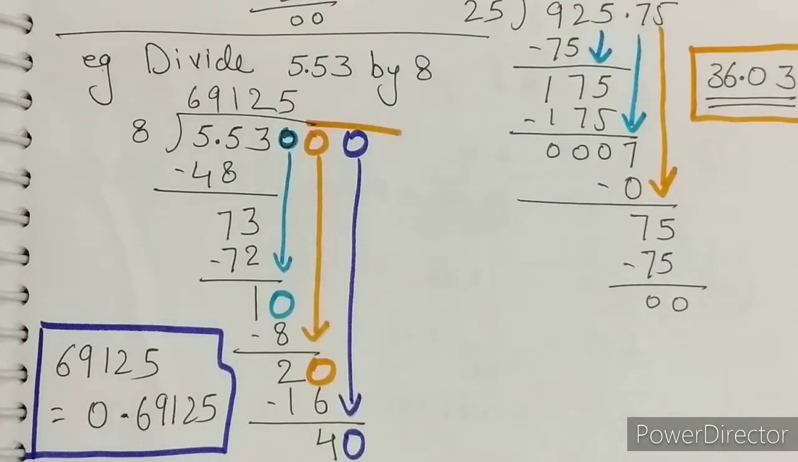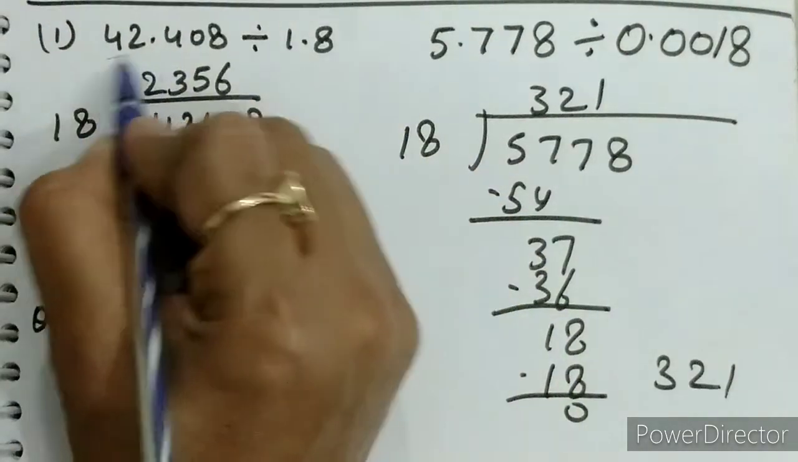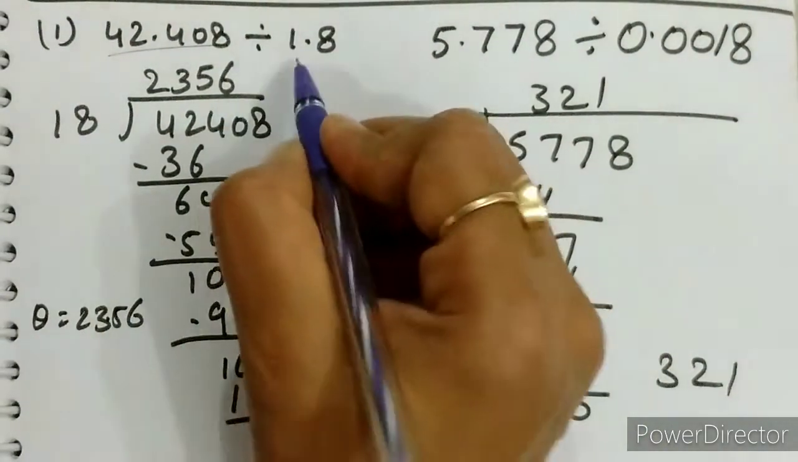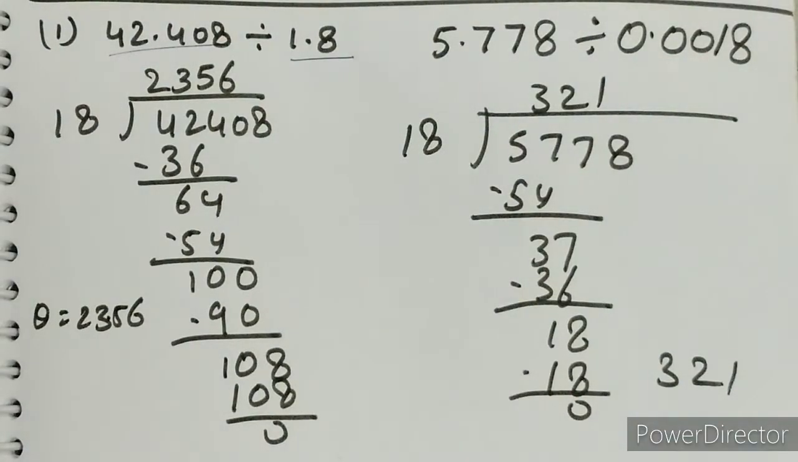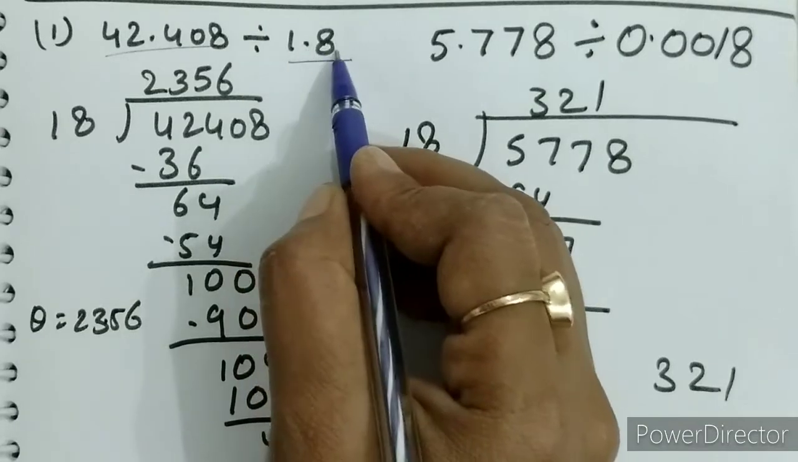Now I will tell you the other one, that is, if both numbers are in decimals, means your dividend is also in decimal and your divisor is also in decimal. In that case, how will you choose where to put the point in your quotient? Okay, so let's see. Here are 2 examples of such questions. In this case, your dividend is also in decimal form and your divisor is also in decimal form. That means you have to divide 42.408 by 1.8.